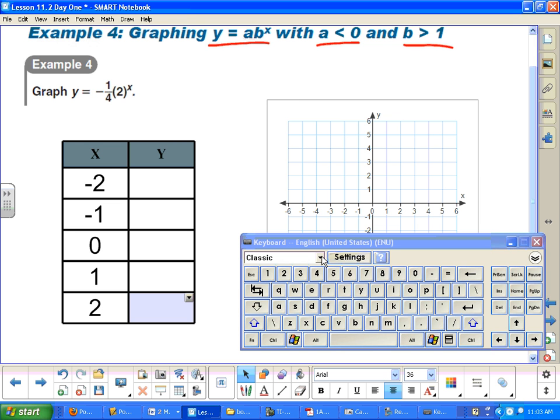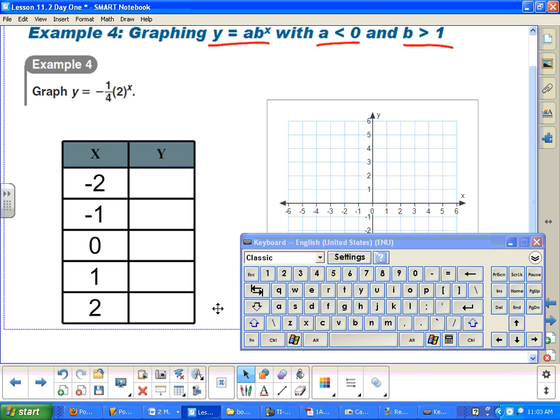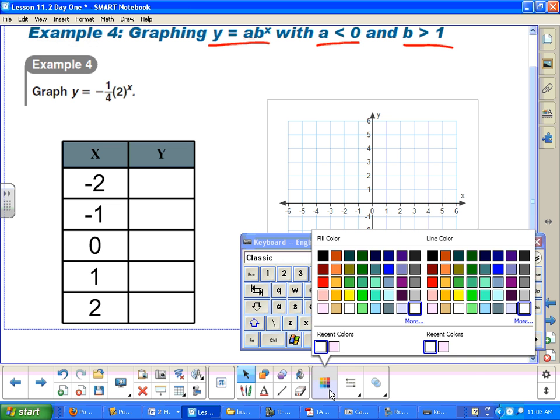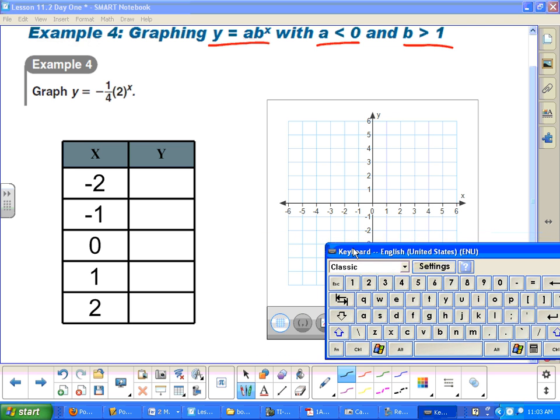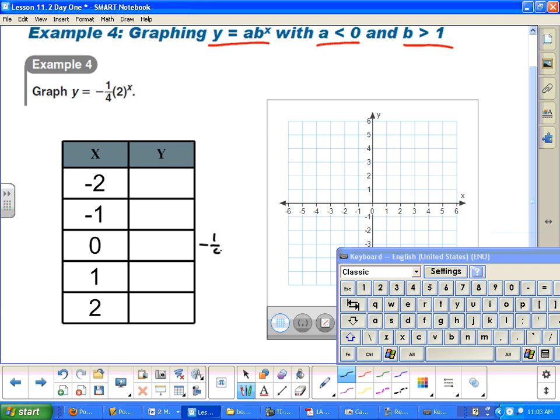All right. Now, like we did yesterday, the first thing we're going to do is work with 0. Okay. So what's -1/4 times 2 raised to the power of 0? Okay. Because anything raised to the power of 0 is 1, right? Okay, so this is going to be -1/4.